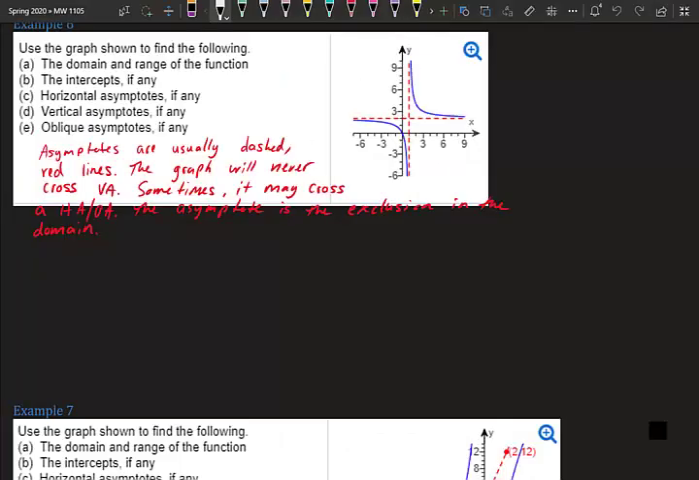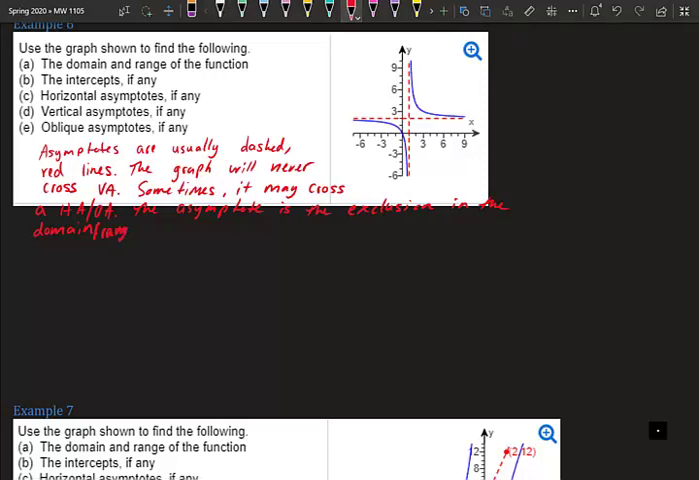So asymptotes are usually dashed red lines. The graph will never cross your vertical asymptote, ever. Sometimes it may cross a horizontal or oblique asymptote. You'll learn that in pre-calc. The asymptote is the exclusion in the domain and range. I forgot to put that.